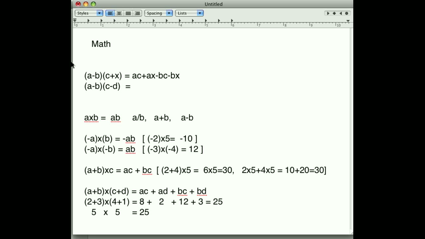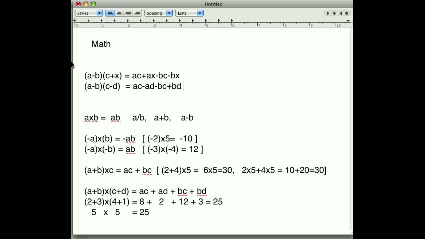So if we expand that, we'll get AC minus AD. Because if I multiply A by minus D, it's minus AD. And then minus BC is minus B times C. And then the last one, I multiply minus B times minus D. But we know that minus times minus is plus. So the last element will be plus BD.